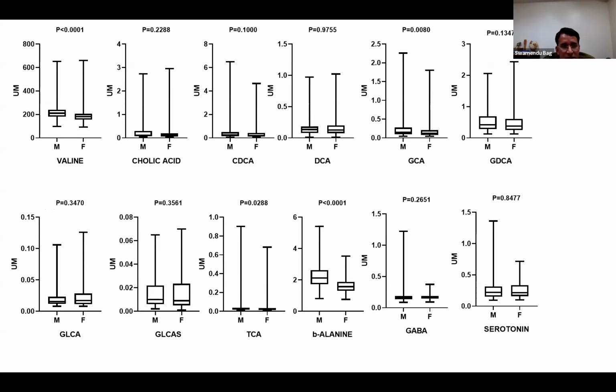And in the bile acids, only CDCA and GCA showed the significant overexpression in male compared to female, but others like cholic acid, DCA, GDCA, GLCA, GLCAS, there are no significant changes. And taurocholic acid has a significant expression change. And in case of biogenic amines like beta-alanine, GABA, and serotonin, we already assayed three. Only the beta-alanine shows the significant overexpression in male, but not in female.